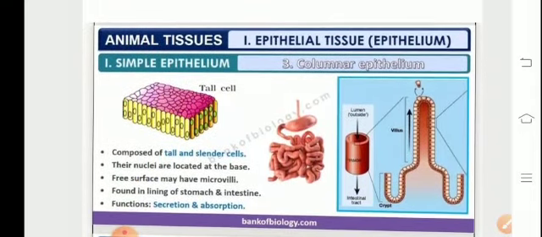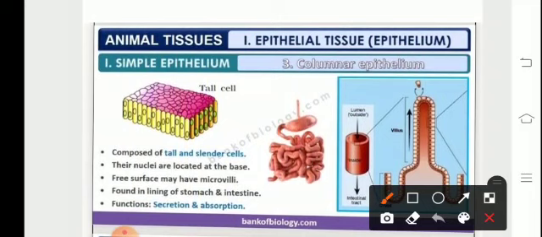The next type of simple epithelial tissue is columnar epithelium. It comprises column-type cells which rest on a basement membrane. The cells are pillar-like. We can see it over here. They've got an elongated nucleus, and they carry out the function of absorption and secretion. They are present in the bile duct, which finally leads into the small intestine.